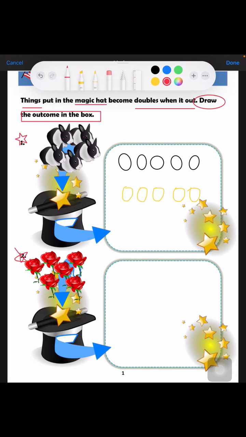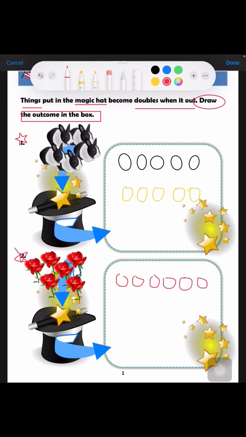And then next question, the magician is putting some rows in the magic hat. How many rows are there? 1, 2, 3, 4, 5, 6. 6 rows. So we put 6 circles to represent 6 rows.